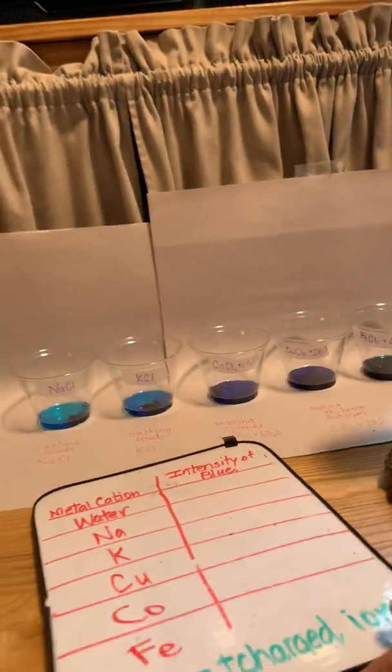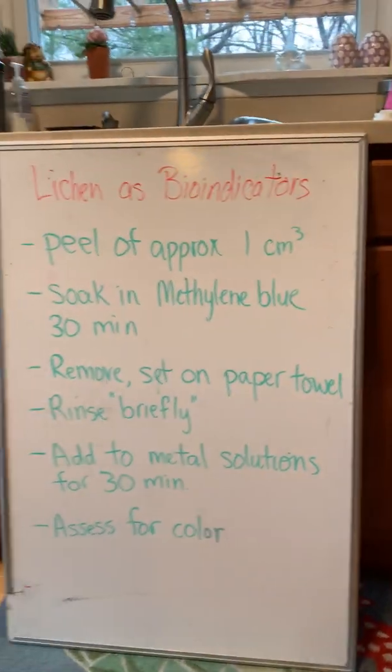So the major idea here is that they can actually use lichen in a lab to analyze a sample of water to see if there are different types of metal cations that are polluting the water. Many of these pollutants came from the air as air pollution and then settle down into our watersheds and become water pollution. So that's the general gist of the experiment.